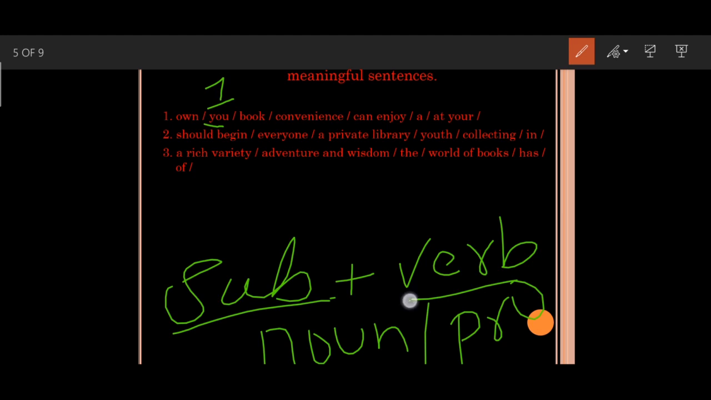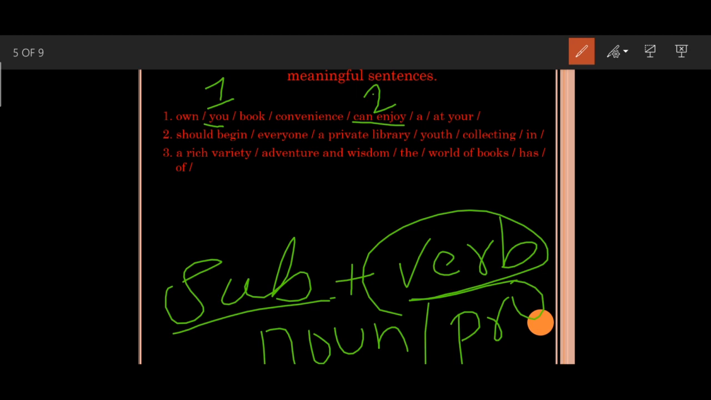Now let's try to find a verb right here. So this is our number 2. Put a marking over it so that you won't forget that you have already marked these words, and these are the leftovers. So what we have left over here is on, convenience, a, at your.